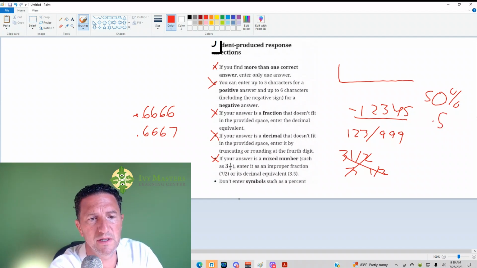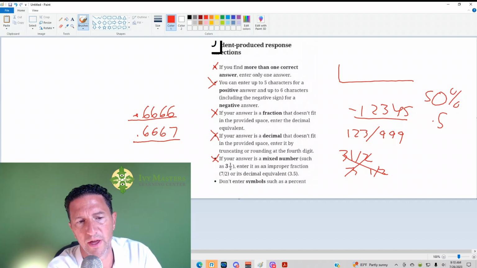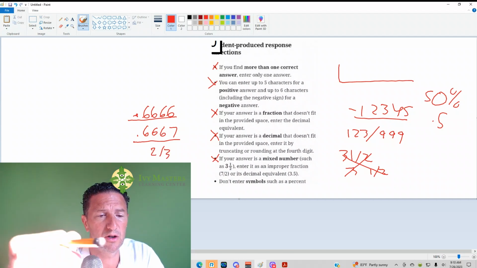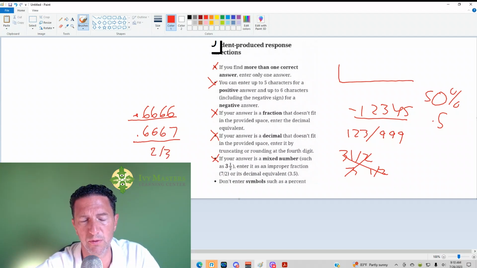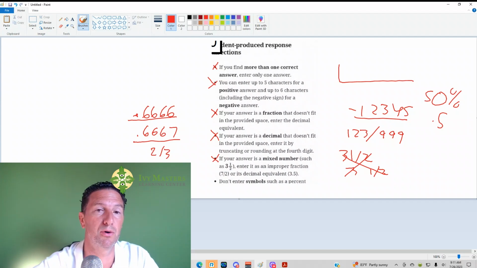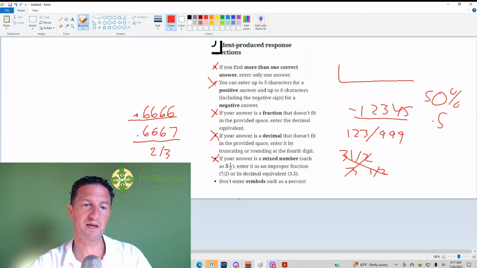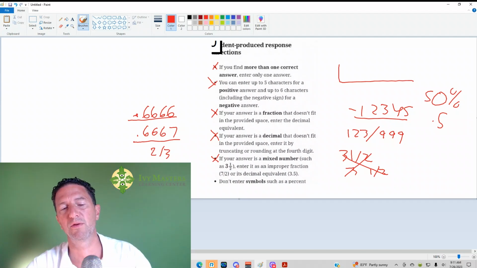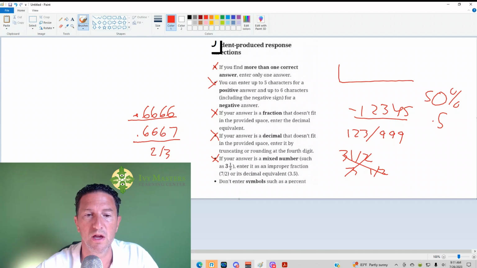Another thing about the 0.6 repeated right here: that would be truncating it or rounding it off, 0.6667, or you could also bubble in 2 over 3. That would be the equivalent fraction. Those are the 3 acceptable ways. Do not bubble in, if it's 2 over 3, don't bubble in 0.6, don't bubble in 0.66, don't bubble in 0.666. If you've got a decimal that keeps going, you've got to put the decimal all the way on one side and fill in everything else that fits. I shouldn't say bubble in anymore. You have to write in everything that fits.